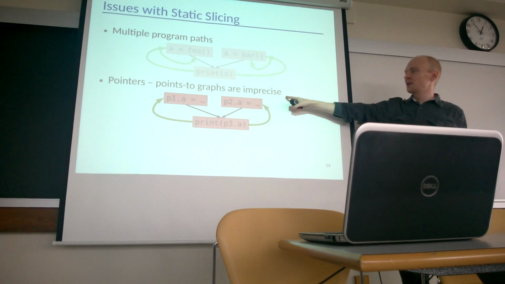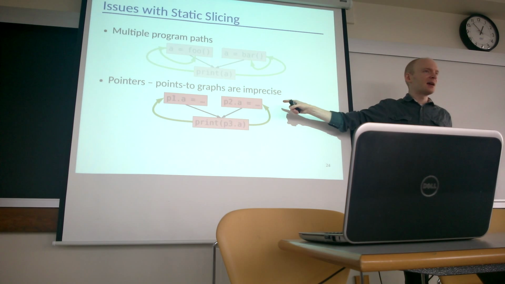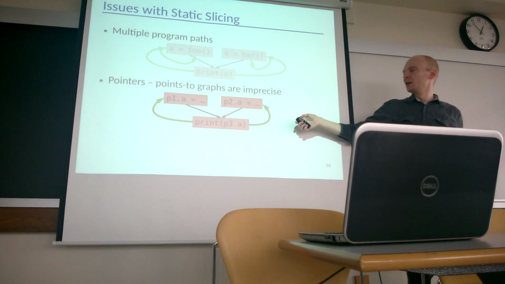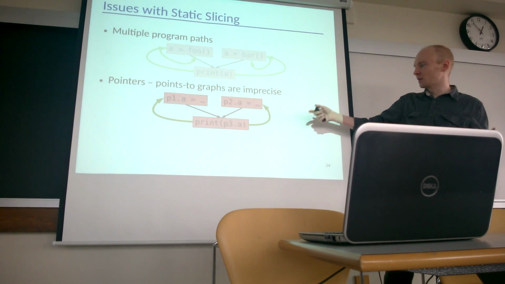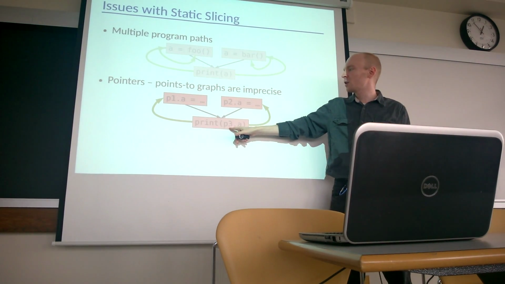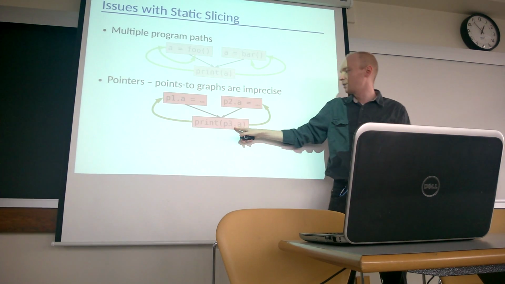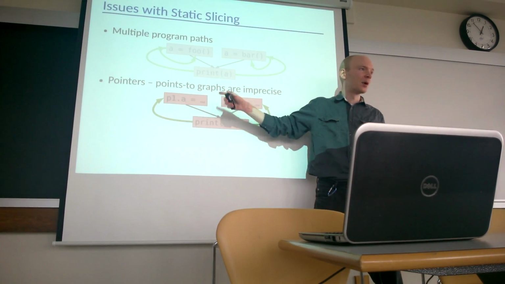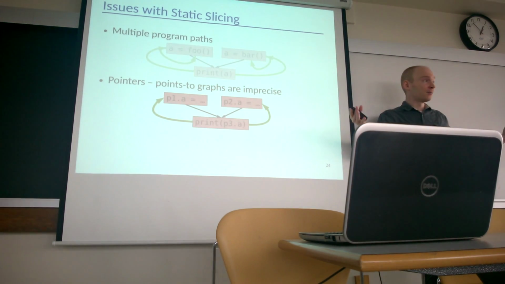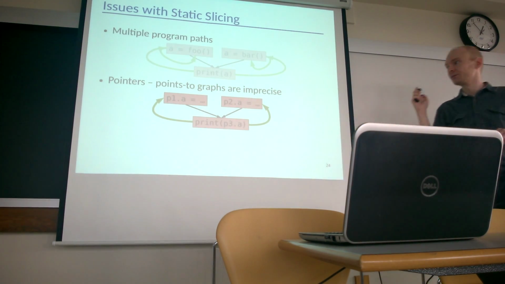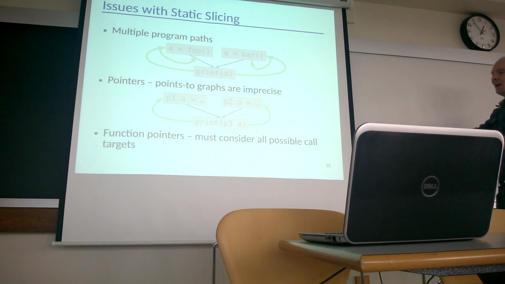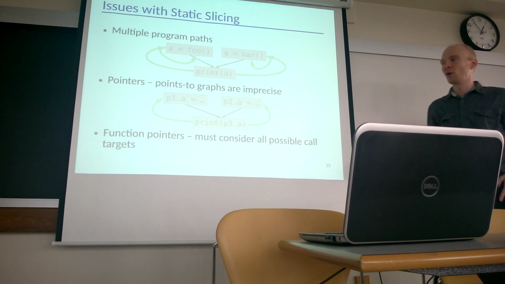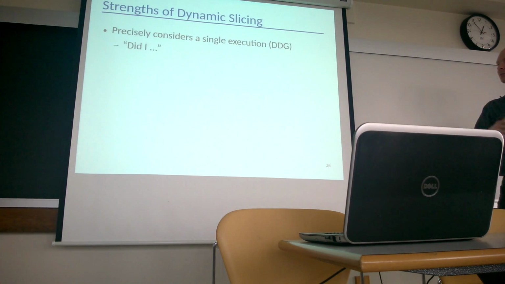And we also have these pointers, right? Aliasing is a big problem for static slicing because the ambiguity means you have to be conservative and say, well, P could alias P1, P3 could alias P2, and so we have to consider the dependencies on both of them. And again, transitively, it explodes. And similarly, you've got function pointers. You have to consider all the possible call targets. Pointers are a big problem.